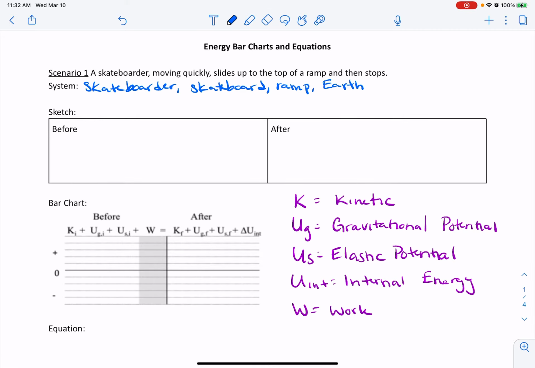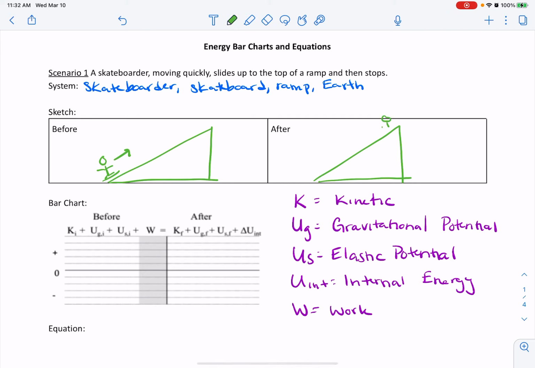So now I'm going to sketch. So here's my ramp. And first, my skateboarder is moving quickly, but they're at the bottom. Okay. And then after, they're at the top and they're not moving. Okay. Let's also put our 0 point at that lowest space, so right here. Okay. Now let's start looking at what kinds of energy we have.